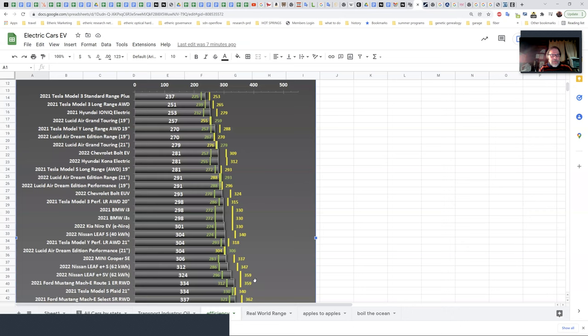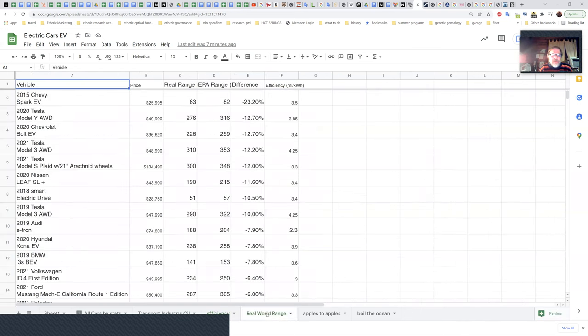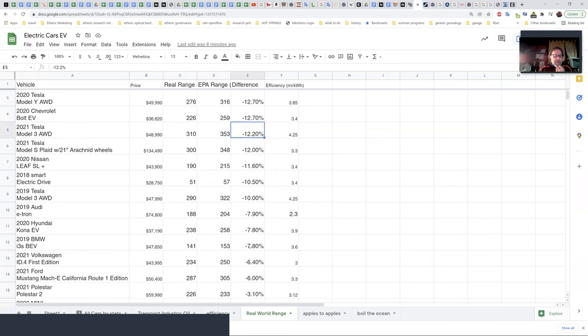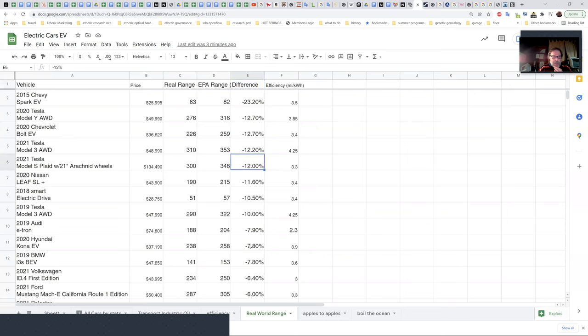I'm going to put this document into the notes, and you can access it yourself online. I got some real world range information. I didn't really see anything that needs to be called out here. The Kona is actually real world experience with 7% less. The Tesla Model 3 was 12% less.